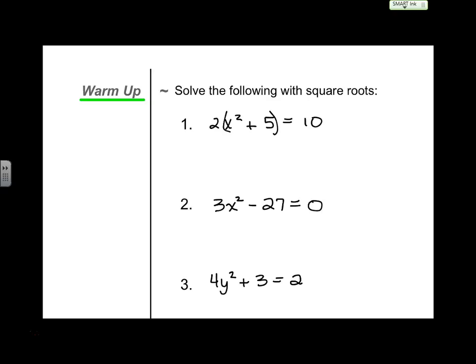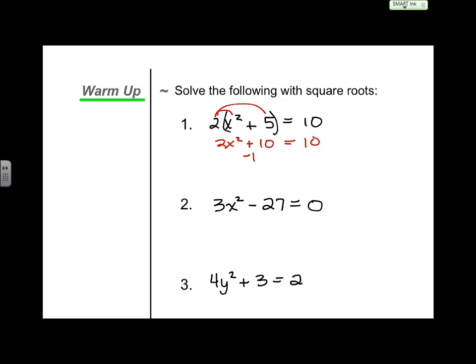So for the warm-up, for the very first one, raise a hand. Who has how we should start? Rob, what would you do? Multiply. You could multiply. Well, you could distribute. Okay, we have two options. We can distribute or we can divide. But since Rob got distribute, that's what we're going to do. 2x squared, 2x equals 0. 2x squared and 2 times 5 is 10 equals, what's on the other side? 10. And subtract 10 from each side. And then 2x squared equals 0.